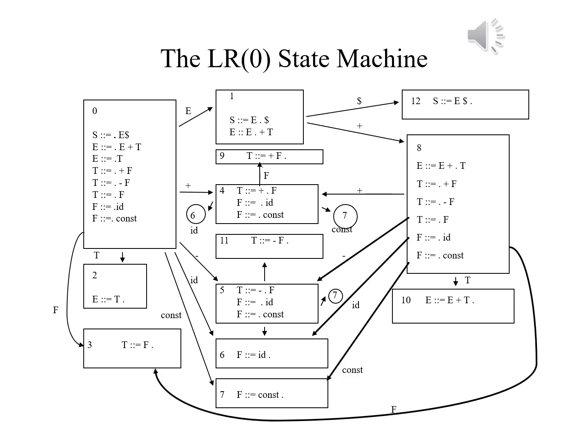States 6 and 7 have F derives ID dot and F derives constant dot, respectively. These are both final items, the only thing in their states, making these states final states.